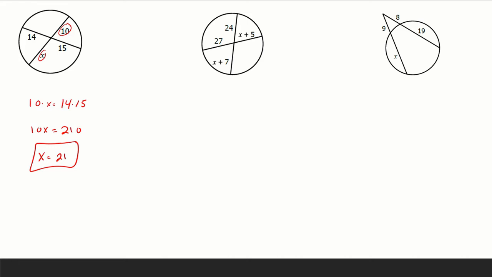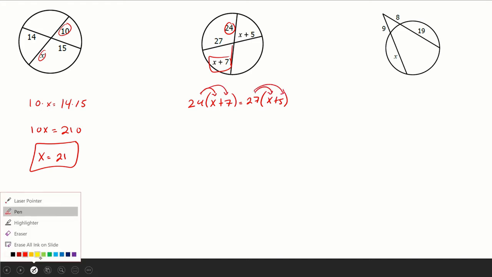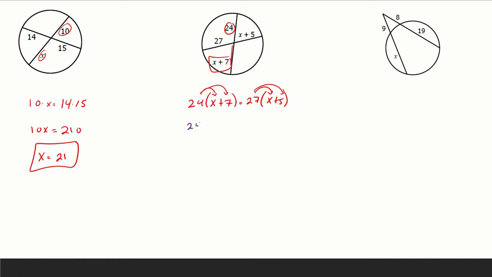For the second problem, we have to be a little more careful because that second part is no longer a single digit. We have 24 times (x plus 7) on the left side, and on the right side we have 27 times (x plus 5). Once we set that up, we have to distribute the leading coefficient into each term inside the parentheses. So we have 24x plus 168, and on the right side 27x plus 135.